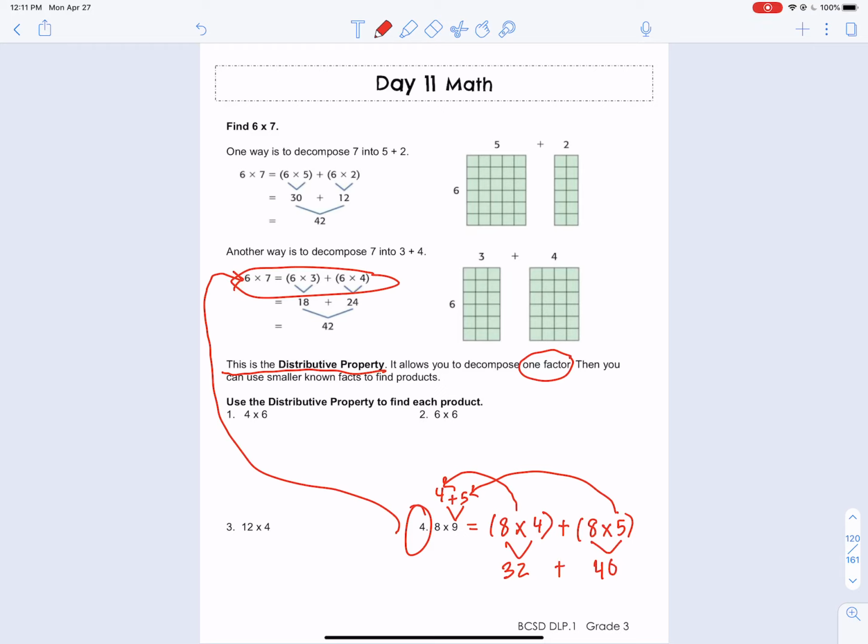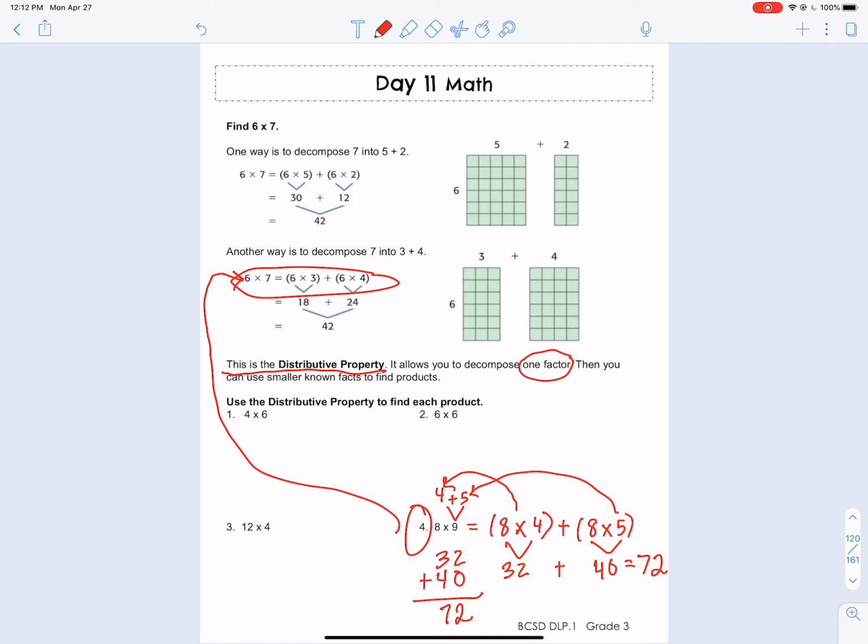So now I add them together. And you can rewrite it vertically if that helps you to add them, so you don't have to think, oh, I have to do this in my head. 2 in the ones place. 3 plus 4 is 7. So my final answer is 72, okay?